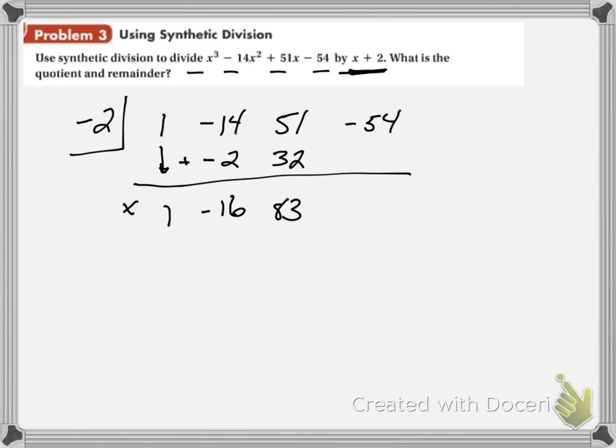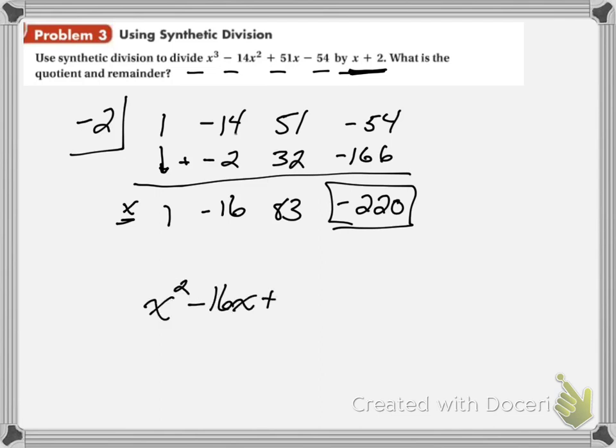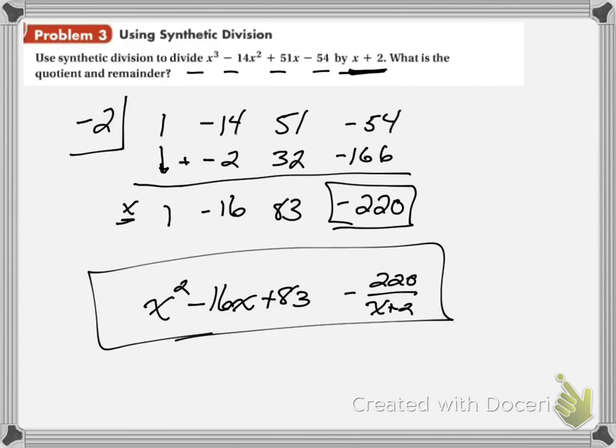Negative 2 times 83, remember we're multiplying, is negative 166. And now we're going to add those together, and you get negative 220. So what is my answer here? Once we divide that, we're left with x squared minus 16x plus 83 minus 220 over our original divisor, which was x plus 2. That is our final answer.